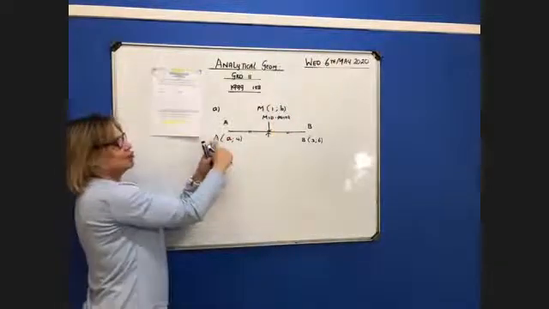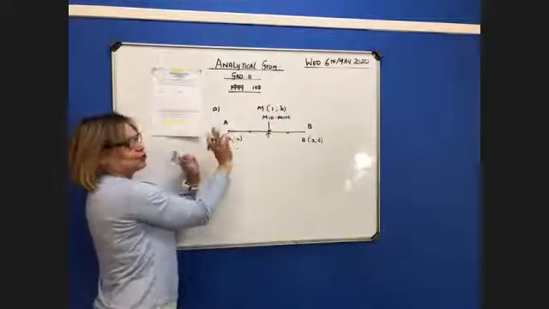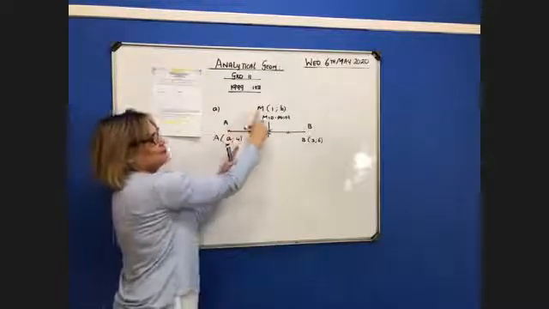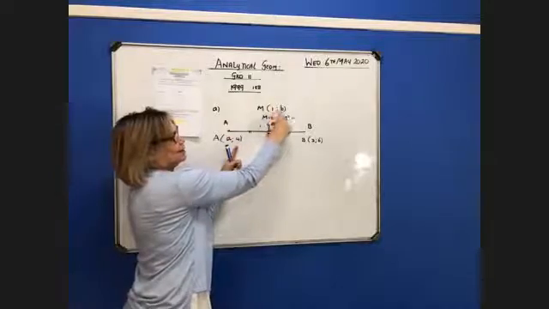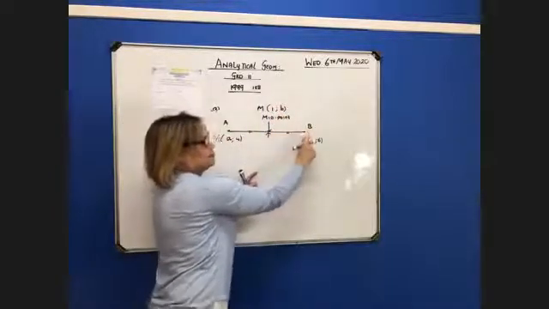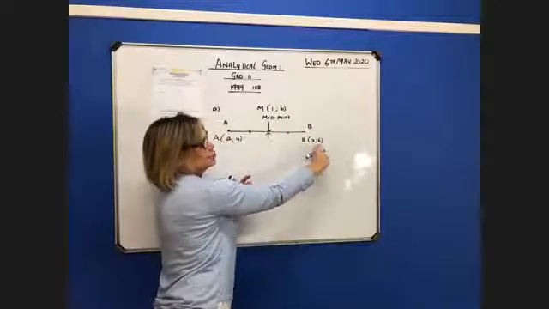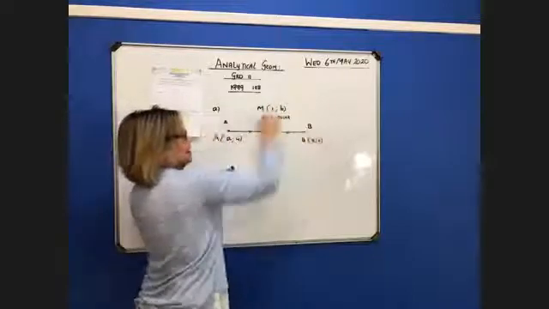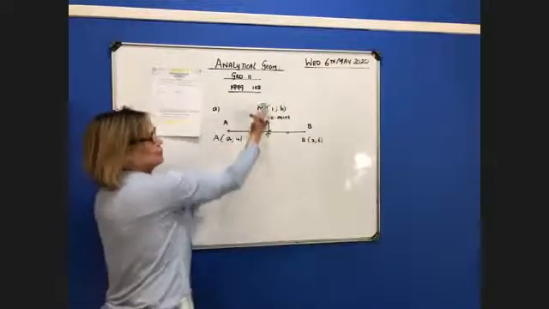All right, so point A, not drawn to scale, is (a, 4). M is the midpoint, (1, b). And the point B, the coordinate x is 3 and y is 6. Notice I haven't drawn it to scale. I mean, 6 would be higher than 4. I'm just putting M in the middle.